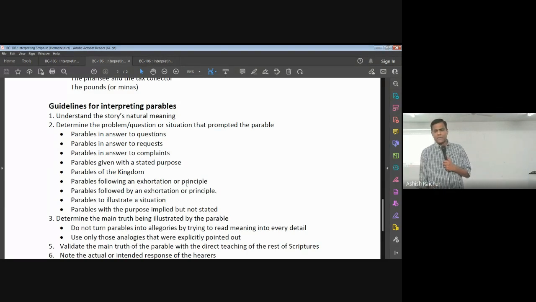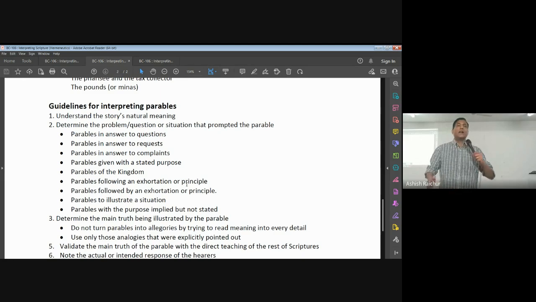How do you do it? Well, here are just some guidelines. Number one, understand the story's natural meaning. This was the actual story that he was telling, so understand what he was saying. Take it literally. This is what he's saying.